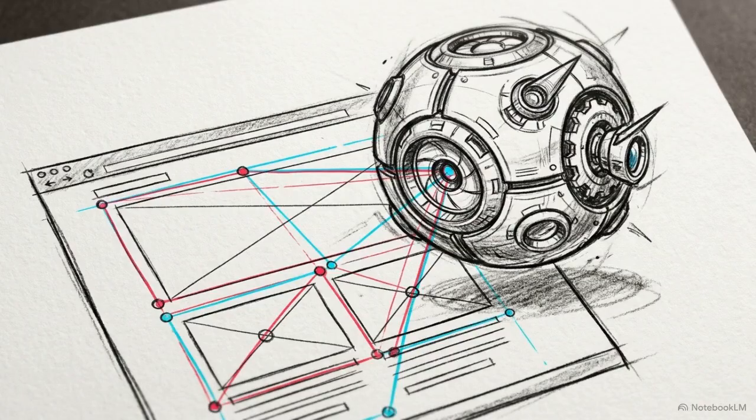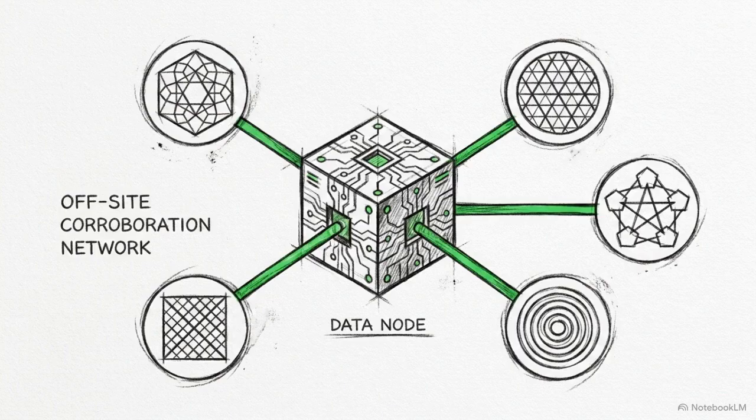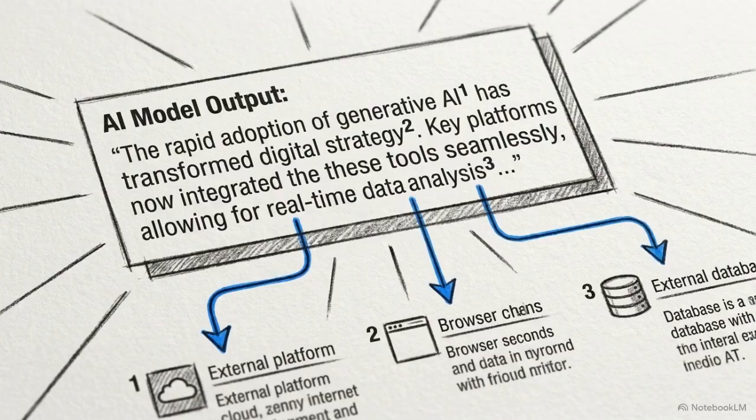AI agents do not evaluate pages like a traditional search engine. They scrape for verified data points to build enough confidence to make a single, specific recommendation to the user. Step 4 is establishing off-site corroboration. Once your website is updated, you must prove to the AI that your information is accurate by securing third-party validation.